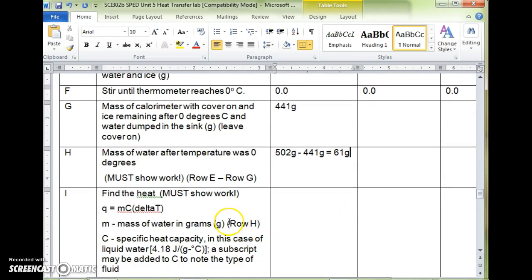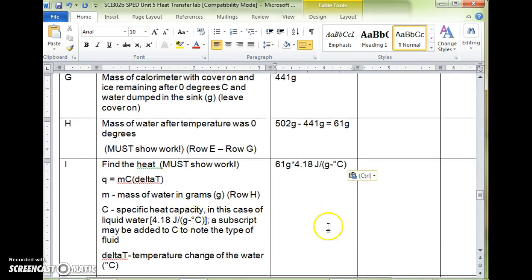And now we have to find the heat, because that was the whole object of this lab, was how much heat energy did it actually take to lower the temperature of the water down to the temperature of the ice, and at the same time, some of the ice was melting. So find the heat, must show work. Q equals mc delta T. So our mass is right here. That's our mass. And we're going to multiply it by the specific heat of water, and that's a given value. That's always the same for pure water. And we're going to multiply it by the change in temperature.